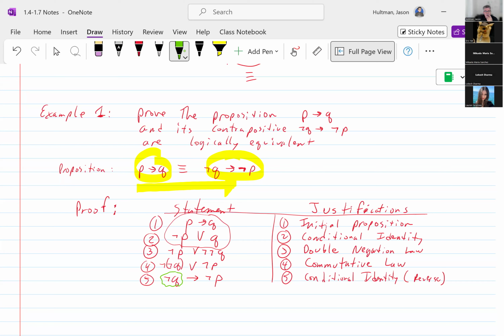Oh, can you use commutative? Oh, I see what you're saying. Can you just use commutative without using double negation? Let me think about that for a second.